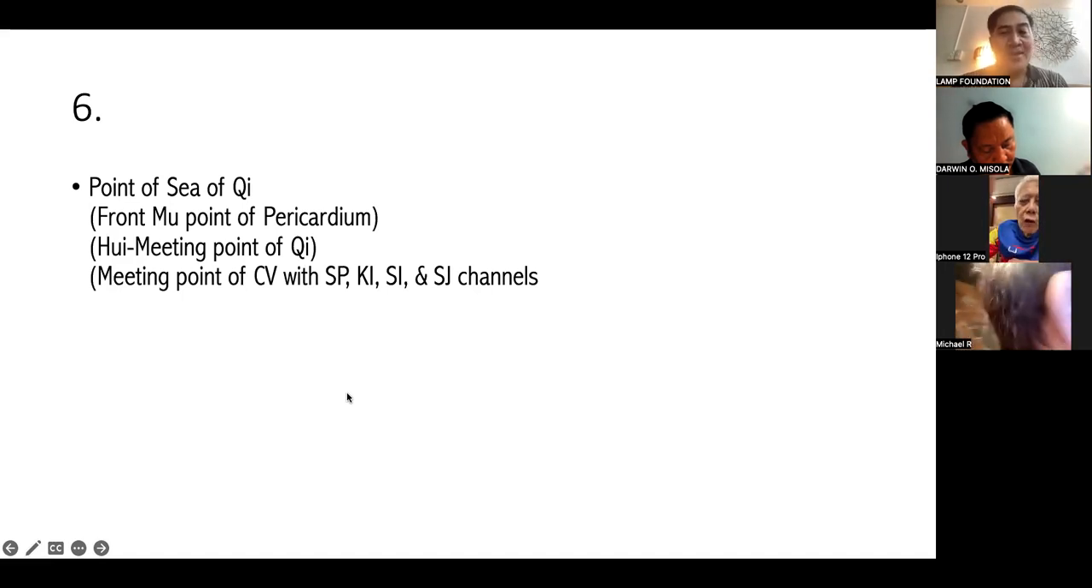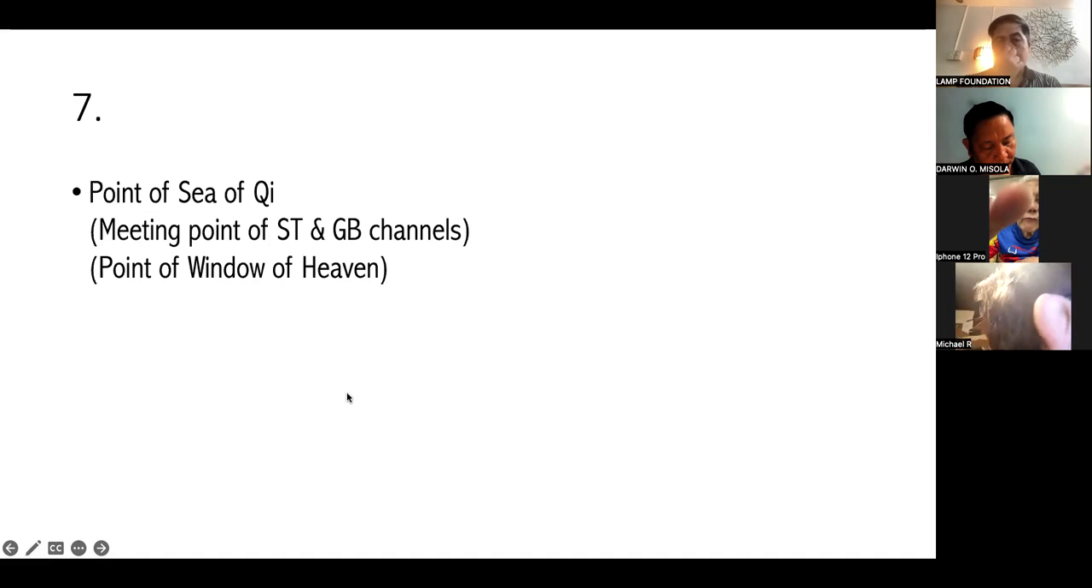Redeem mo na sarili mo. This one was taken up last time. The front view point of the pericardium. Then 17. And gallbladder channel. Number 17. So, okay. Stomach 36. Kanina, yung nasa leeg. GB 34. Stomach 9. Very good.